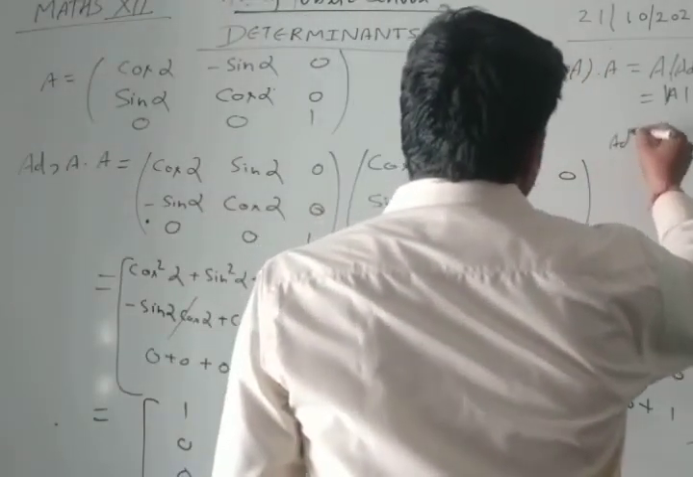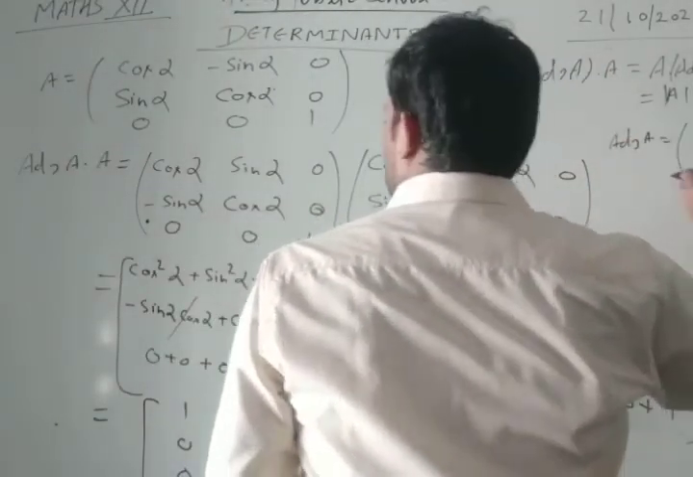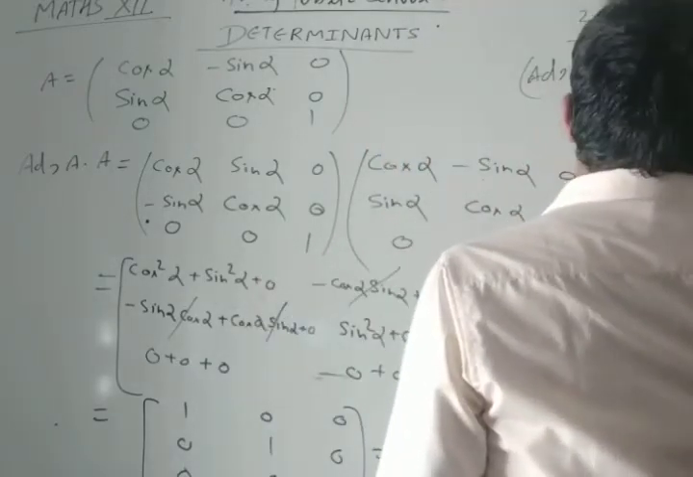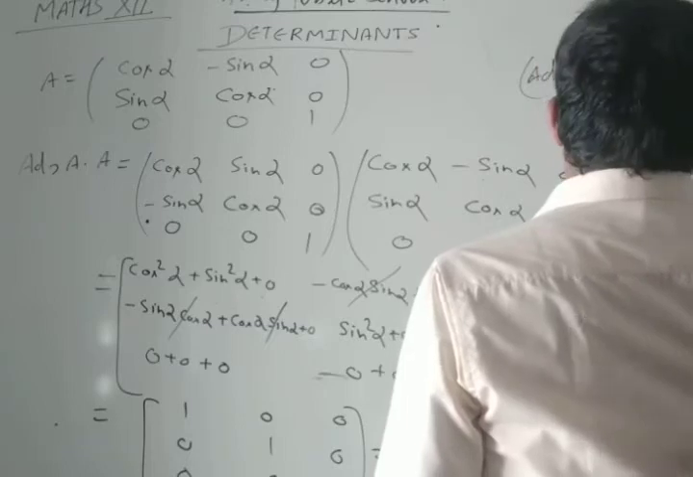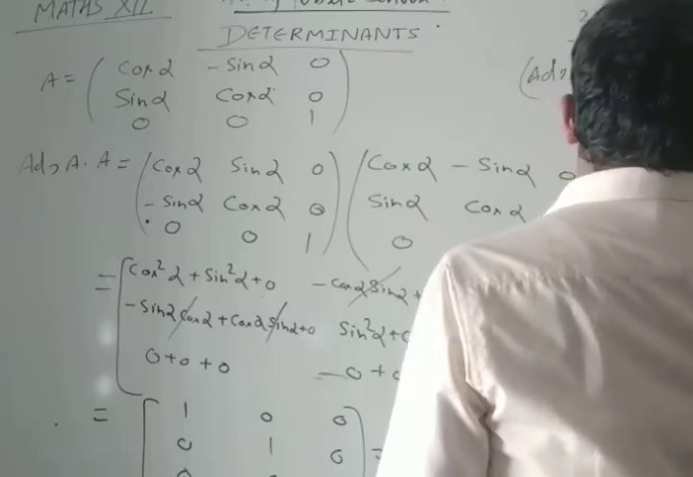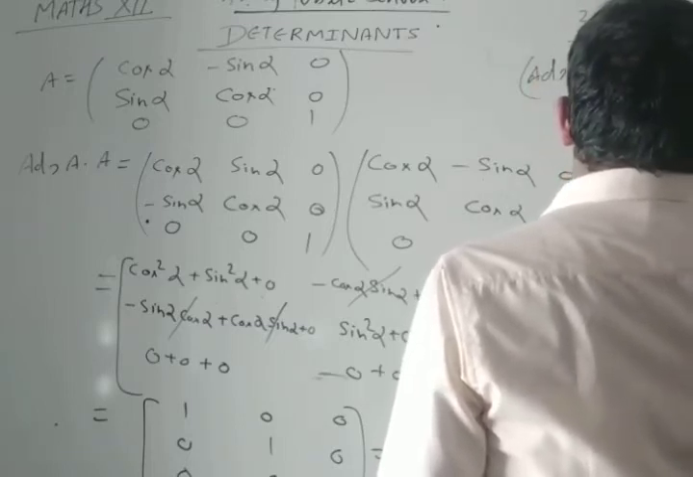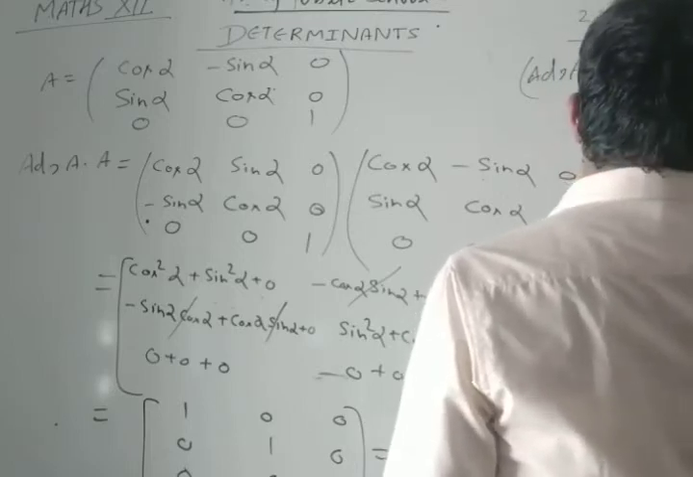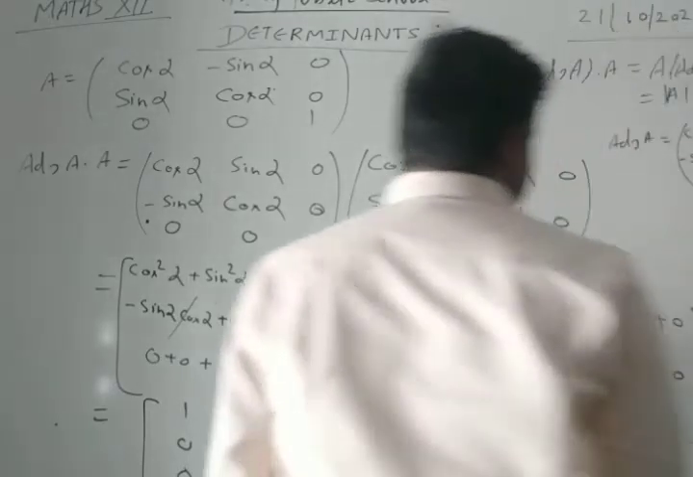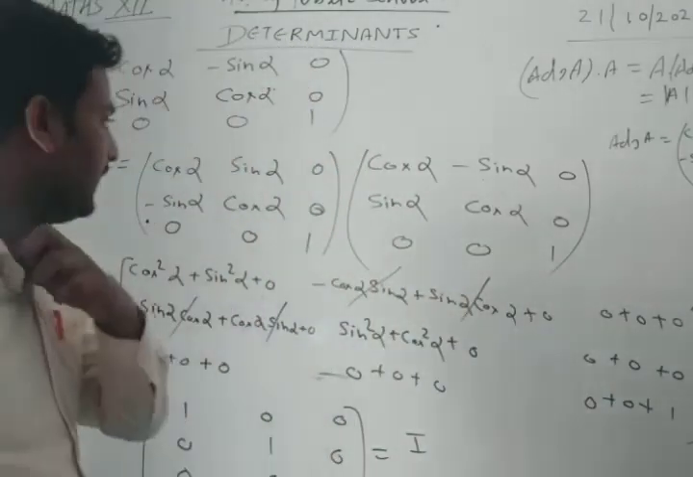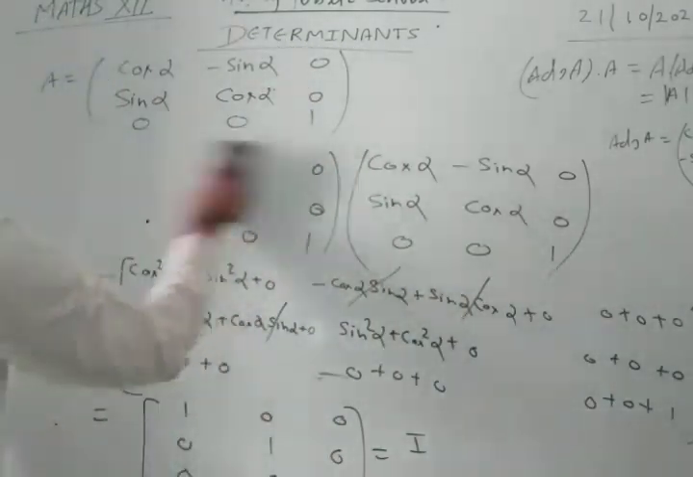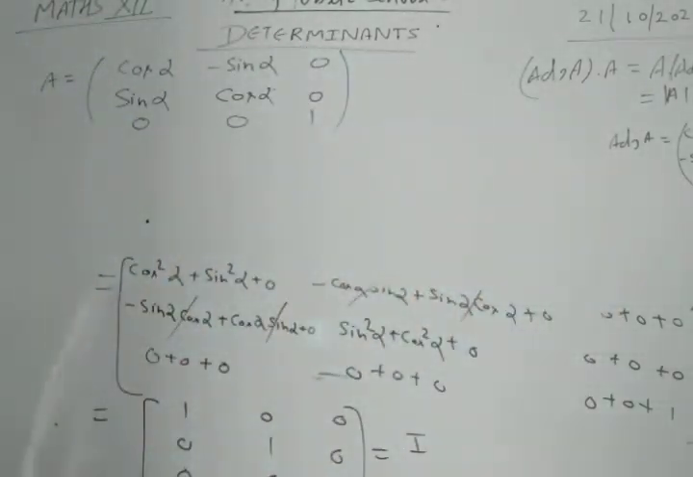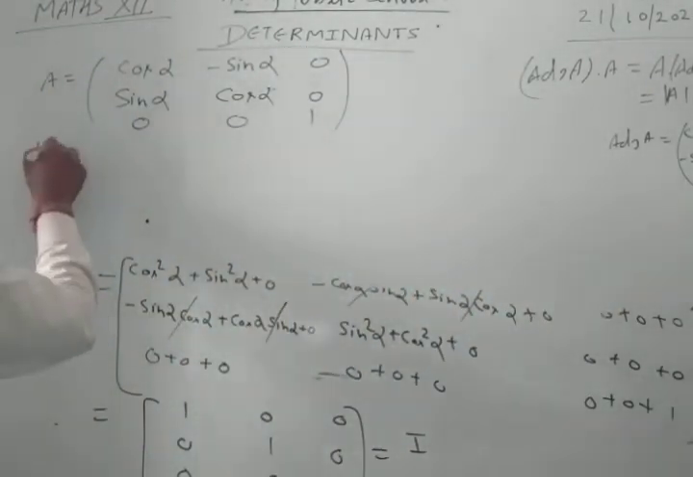Adjoint of A is cos alpha, sin alpha, 0, minus sin alpha, cos alpha, 0, 0, 0, 1. And the next, now we will find the determinant of A.